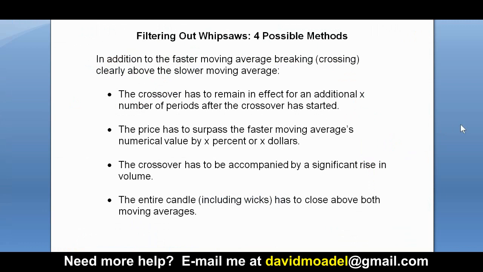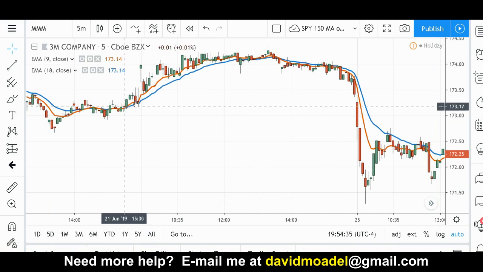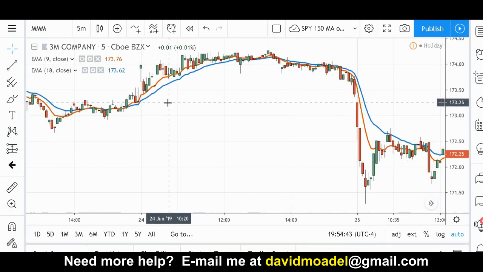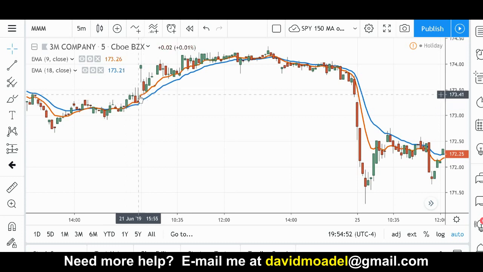The second one: the price has to surpass, and when I say the price, I mean the closing price of the candle, the faster moving average's numerical value by X% or X dollars. And those X's are numbers that you test out and fill in for yourself. When I say test out, again, virtual trading, demo trading. Don't test it with real money. So you've got the crossover, but in addition to the clear break of the crossover, the closing price of the candle has to be X number of percent or X number of dollars or cents, whatever currency it is, above that faster moving average, the orange line in this case. So not only does it have to break, but the candle has to close, I don't know, $2 or $1 or 50 cents or 1% or 0.5%, whatever, above that faster moving average.